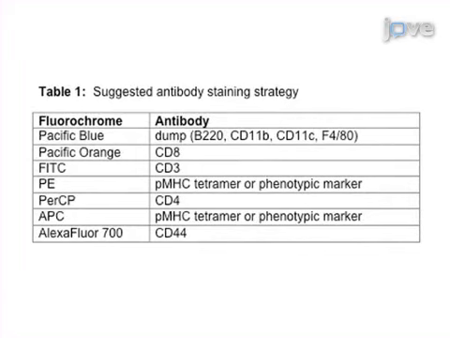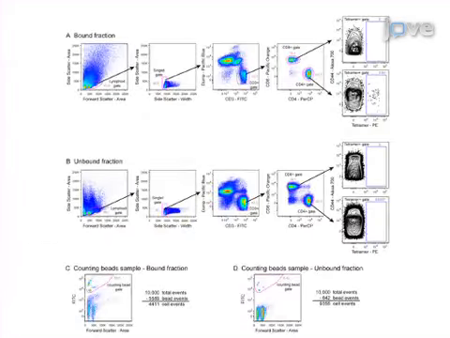Finally, the cells are stained for the desired experimental cell markers, and multi-parameter flow cytometry is performed to detect and quantify the rare, tetramer-enriched epitope-specific T cell populations.